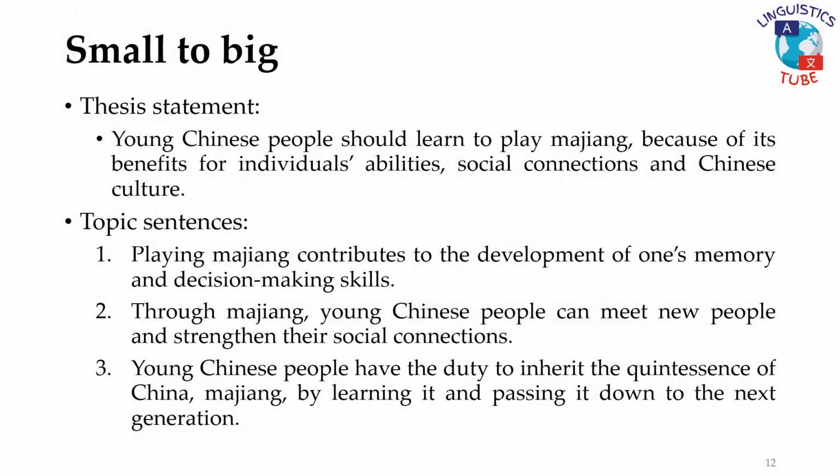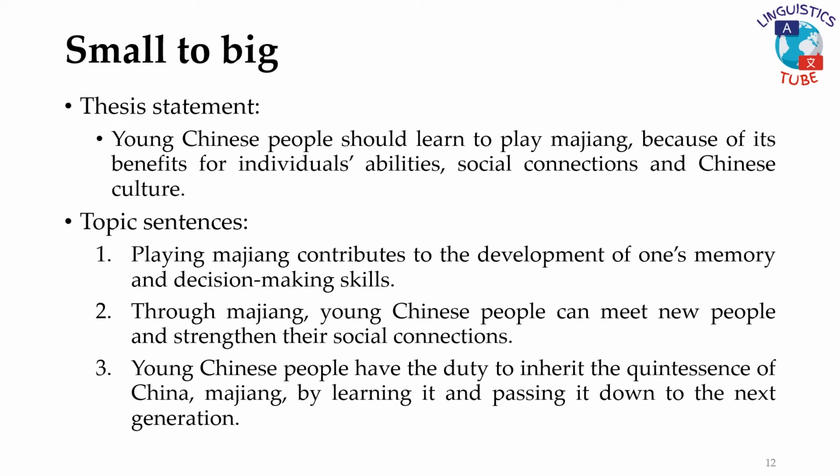The final order I will share with you is the small to big order, where you start with a more specific and narrow argument and finish with a broader and more general argument. For this topic, the thesis statement is: young people should learn how to play mahjong because of its benefits for individuals' abilities, social connections, and Chinese culture. Mahjong, if you have never heard of it, is a very popular game from China. The writer of this essay is, of course, Chinese.